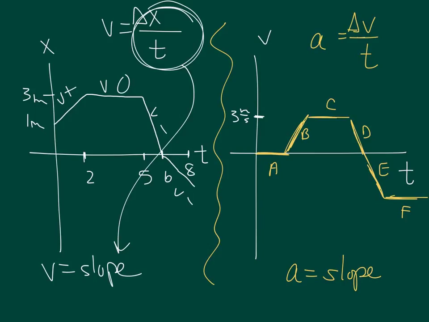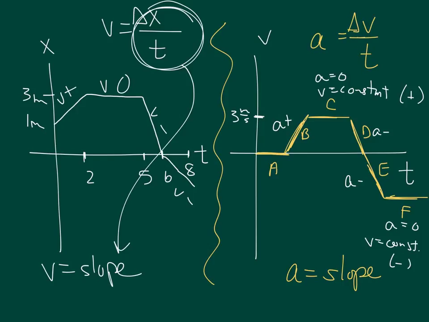But look at portion F and portion C. They're pretty much the same thing. They're both constant velocity, except one is negative and one is positive. So here acceleration is positive. Here acceleration is negative. Here acceleration is 0, so velocity is a constant, and happens to be positive here. Here acceleration is 0, so the velocity is again a constant, but it's a negative velocity down there.